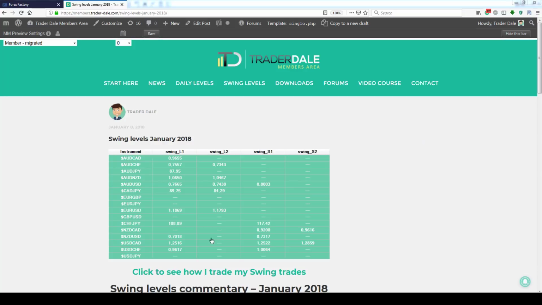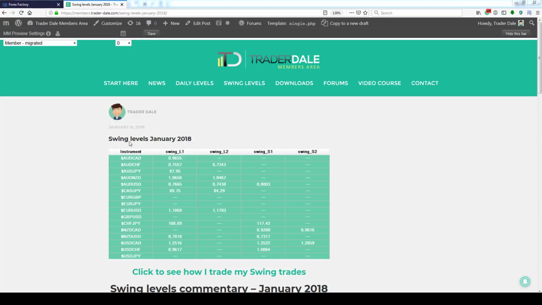So before you can see members area. This is the swing trade section where I publish swing trade levels every month, and also I publish a swing trade video every month. And I'm going to show you everything, so you'll see that I'm not only picking the winners, you can cross-check it yourself, you can see the numbers in the table.